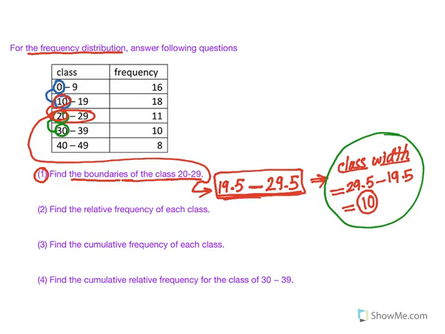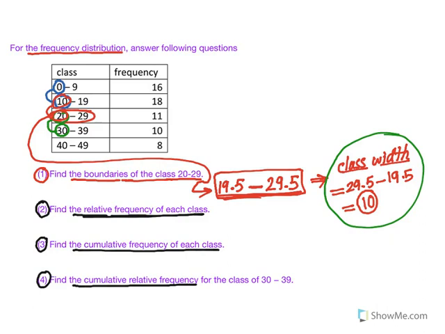Okay, then the second one is to find the relative frequency of each class. The third one is the cumulative frequency of each class. And then the fourth one is the cumulative relative frequency. I can do it for each class also, but the question is asking you of a certain class. But anyways, I will do it for all classes so that you understand the idea. We will do this on the second page.